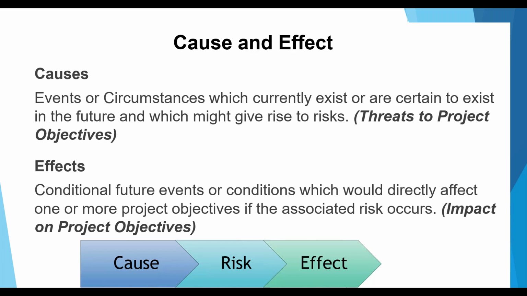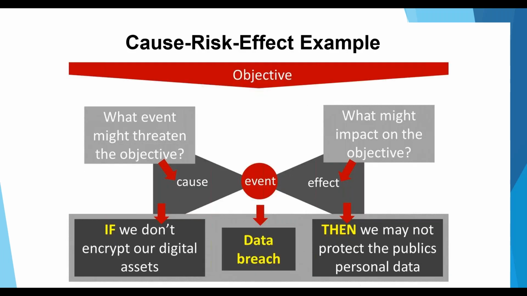And the effect is a conditional future event or condition which would directly affect one or more project objectives, if the associated risk occurs. So the impact on project objective can be positive or negative, as we learned in the previous slide. If you can see in the next slide, there's a cause-risk-effect example. The cause-risk-effect example is like a chain effect.